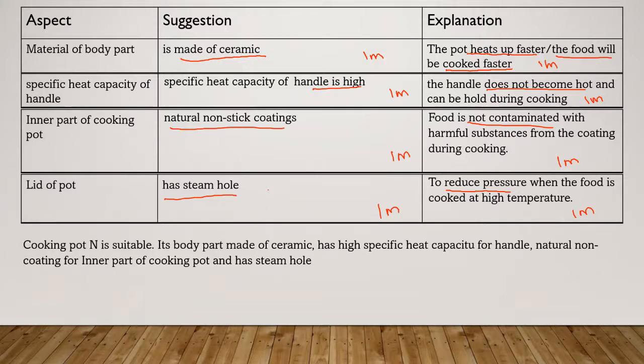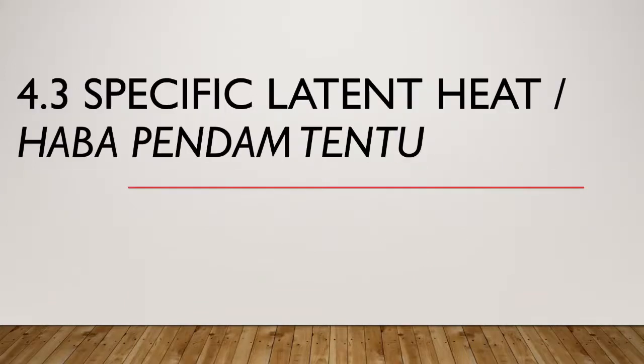Its body part is made of ceramic, which has high specific heat capacity; the handle is a natural non-coating for the inner part of the cooking pot, and it has a steam hole. Ini akan memberikan kamu sebanyak 2 markah, 1 mark here and 1 di sini. So total mark equal to 10 marks.